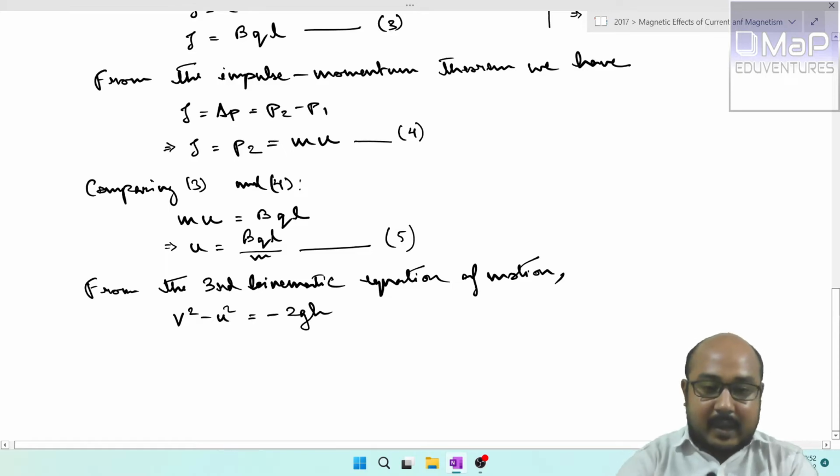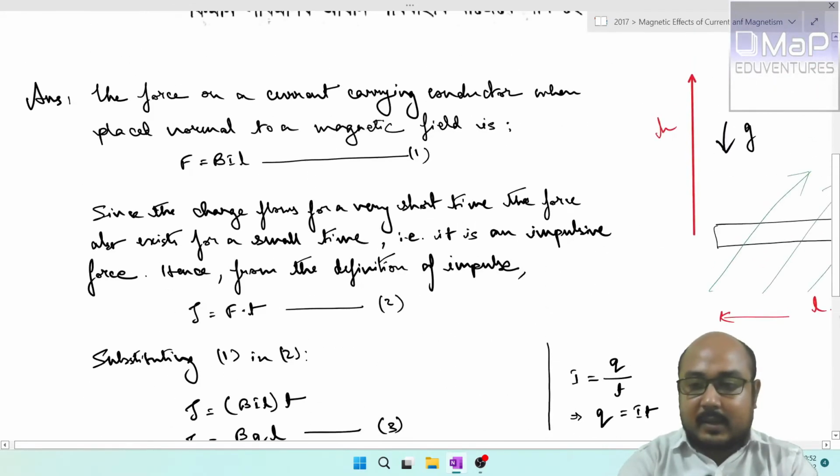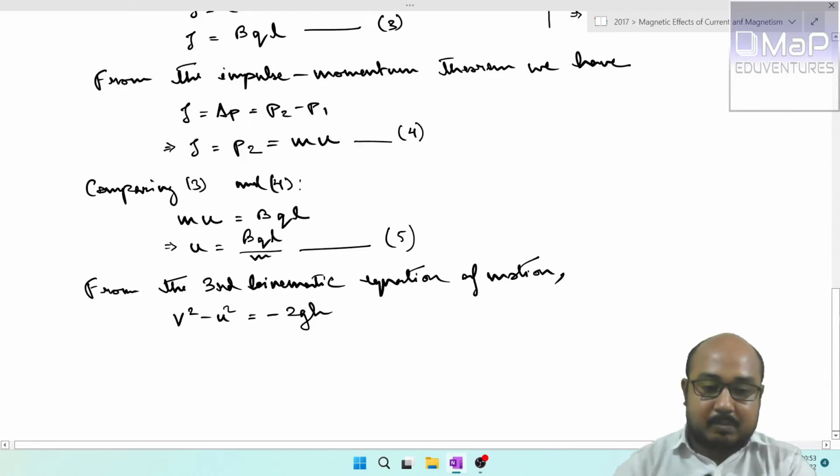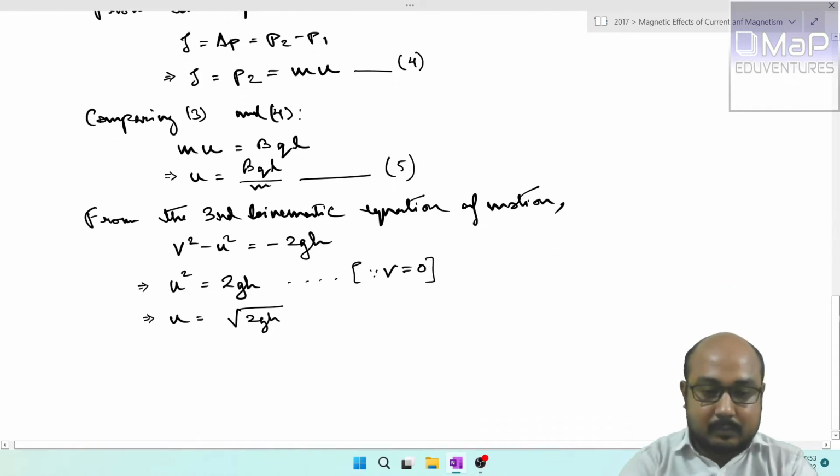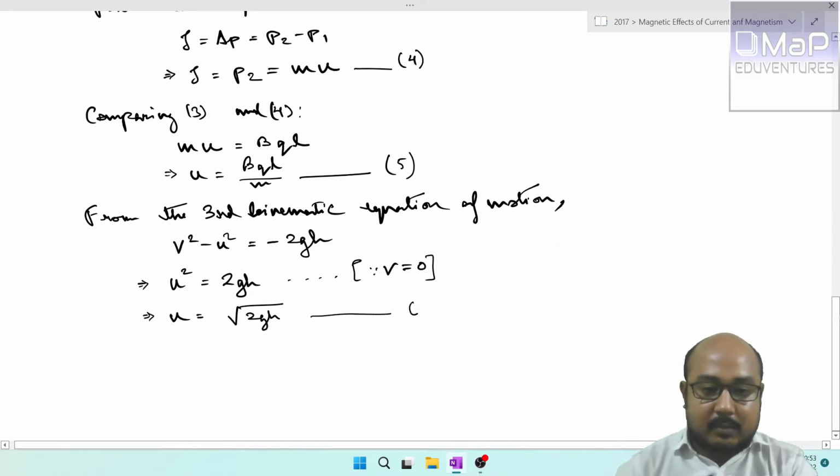At the maximum height, when the rod reaches the maximum height, the velocity will become 0. That is v equals 0. Since v becomes 0, the equation reduces to the form u square equal to 2gh. So here u equals the square root of 2gh. Almost done. This is equation number 6.